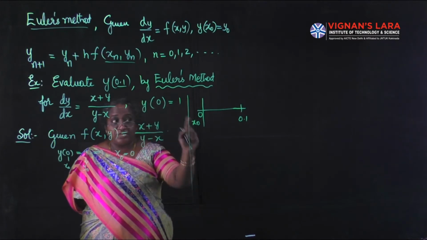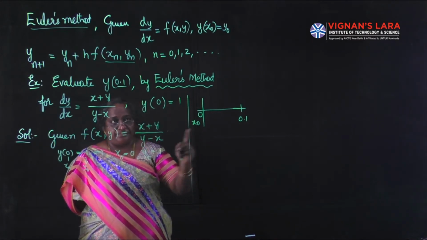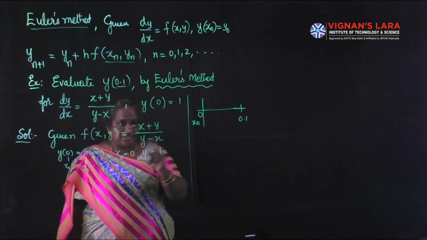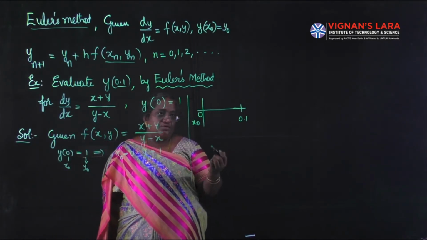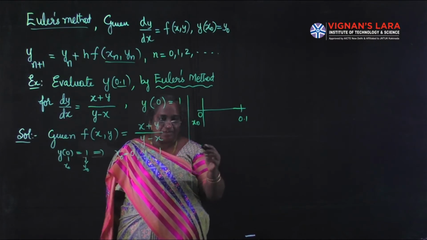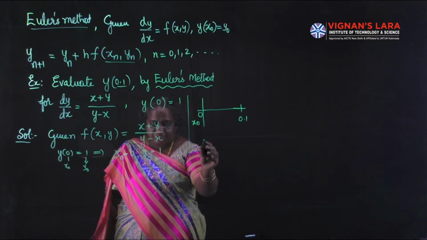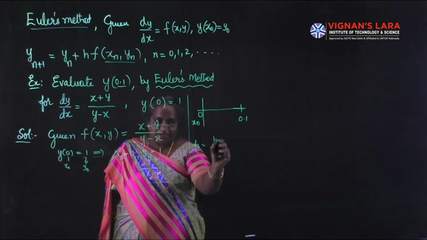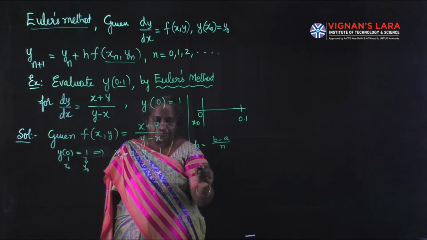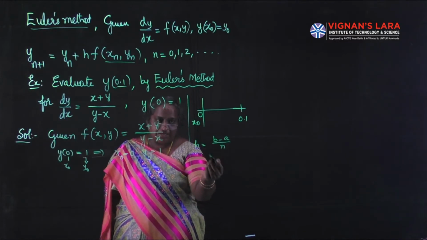I have to reach 0.1 step by step. That's why these are called step by step methods. So how will you decide h? See that you take h in a proper way. Already we have seen in Simpson's rule in numerical integration, h is equal to (b minus a) by n. So h defines the number of subintervals.